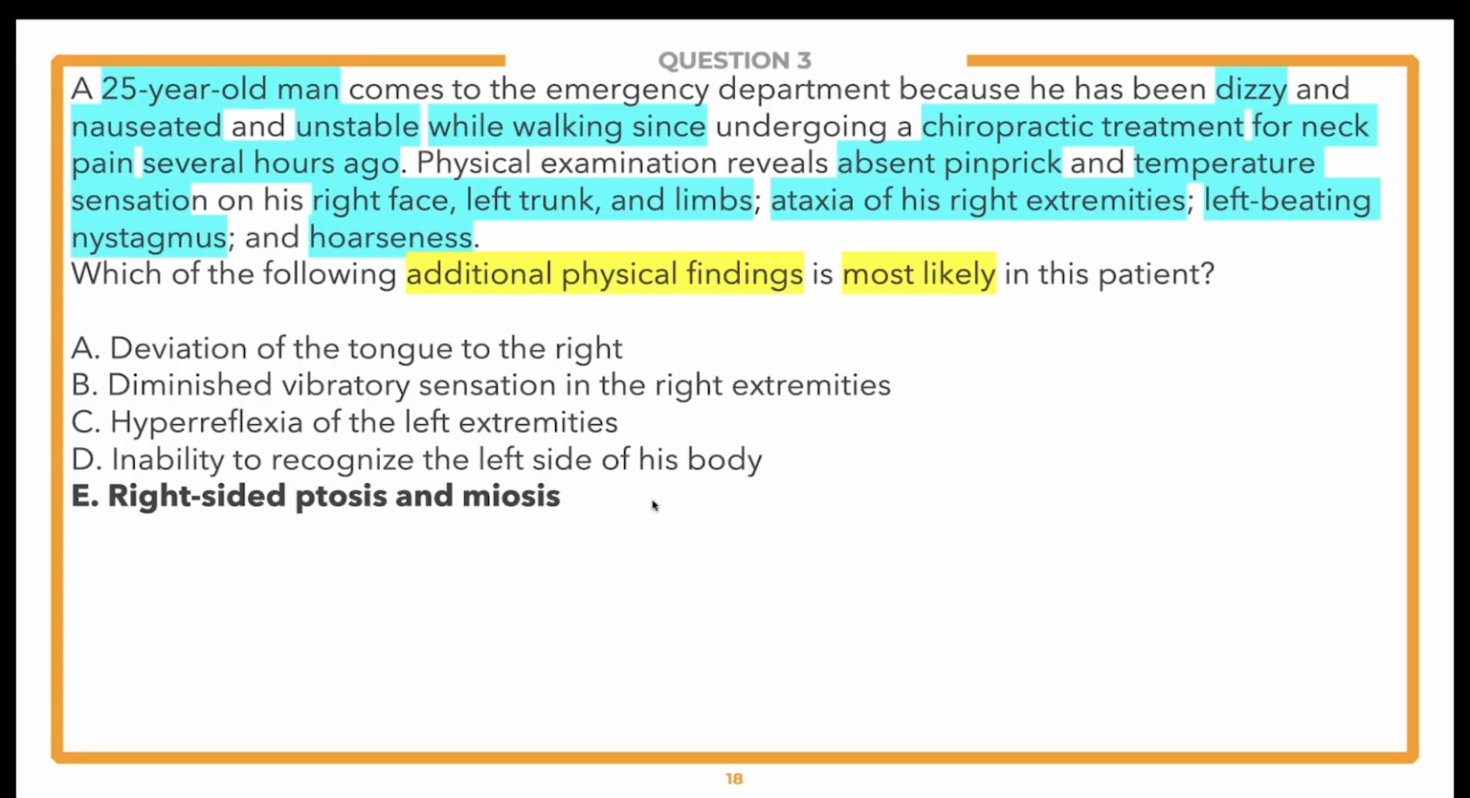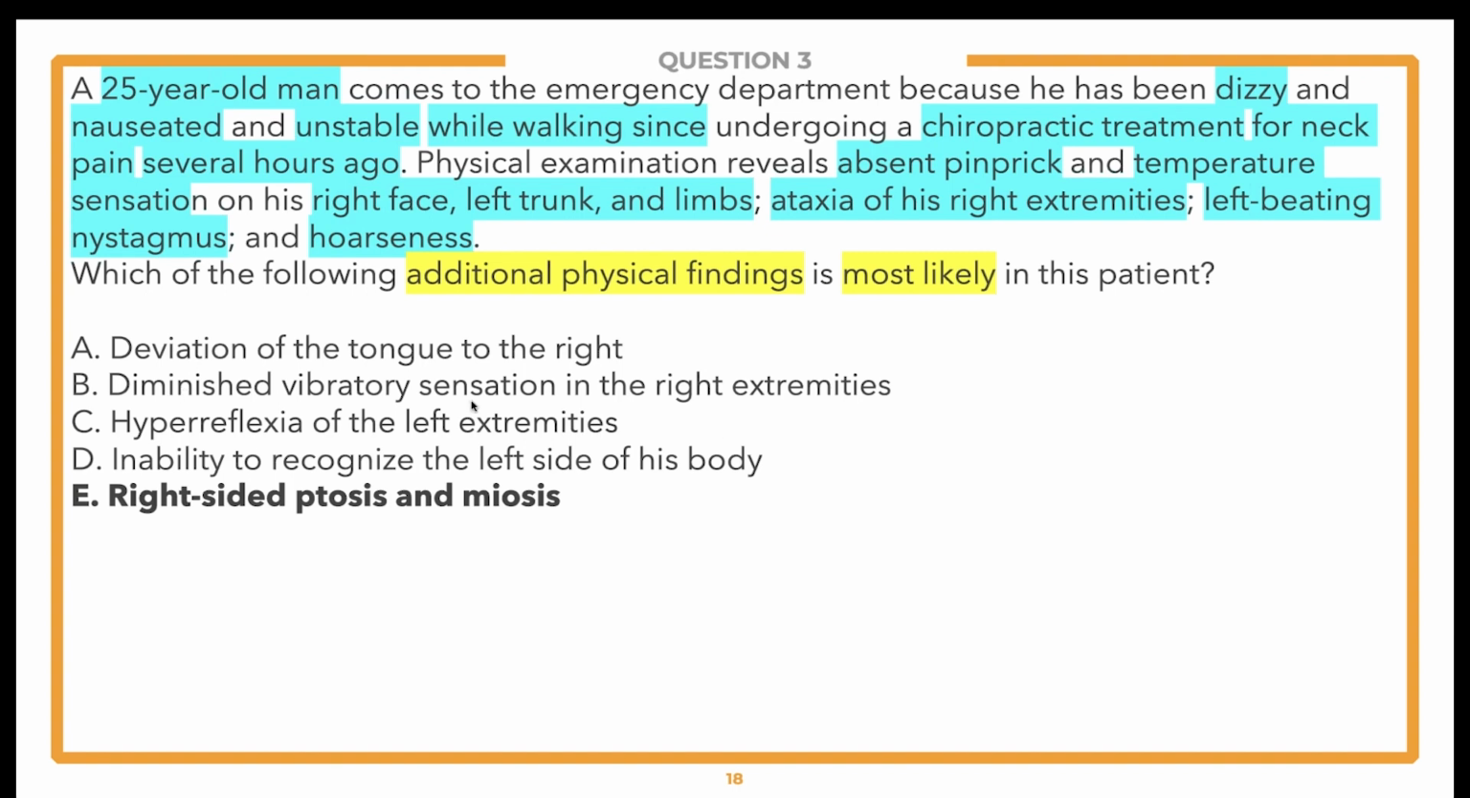Well, great job, everyone. This question is a tough one, and the answer is indeed E, right-sided ptosis and meiosis. So why is that? Remember, he went to the emergency department, so this was a sudden onset, and it's focal. So you're thinking he's got some kind of acute stroke, and that stroke in this situation is likely secondary to the chiropractic manipulation he just had.